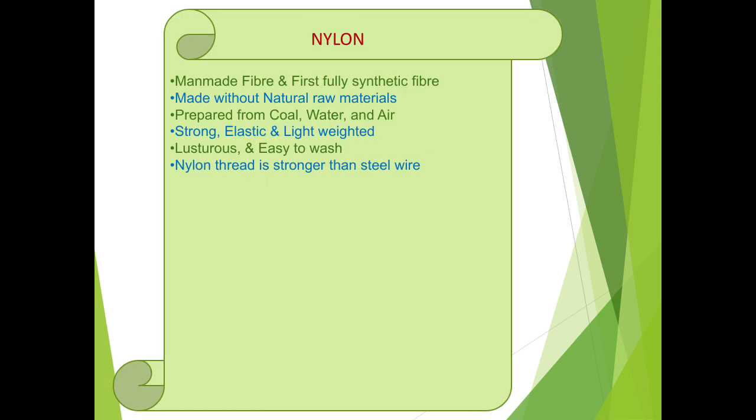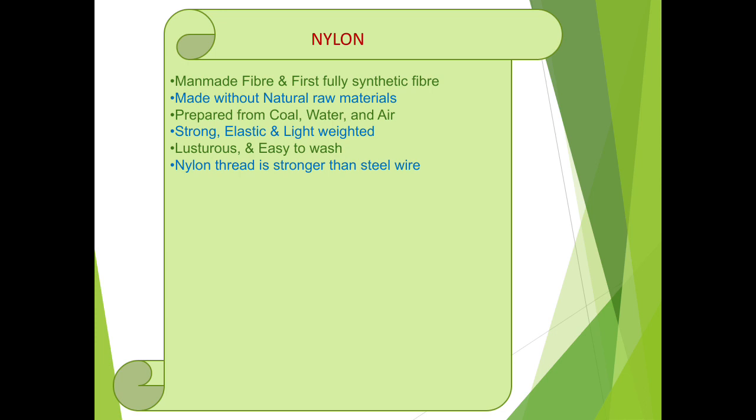Now we are moving on to our next synthetic fiber, nylon. We know that it is also a synthetic fiber, that is a man-made fiber. And you should keep one thing in mind, that it is the first fully synthetic fiber. That is, it is not made of any natural raw materials. Okay. And nylon is prepared from coal, water and air.